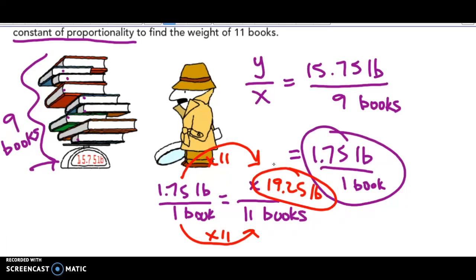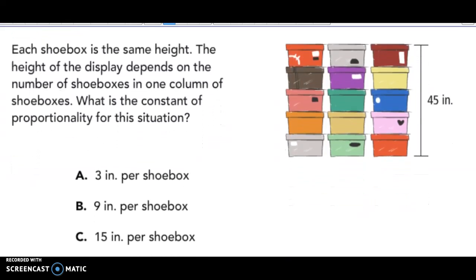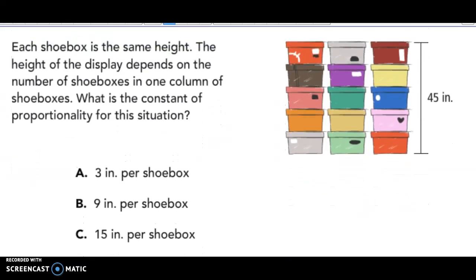So I can use that constant of proportionality to find other answers. And we kind of used that concept a little bit last topic as well. Taking a rate, reducing it to a unit rate, and then using that unit rate to find another equivalent value. So let's look at another problem.